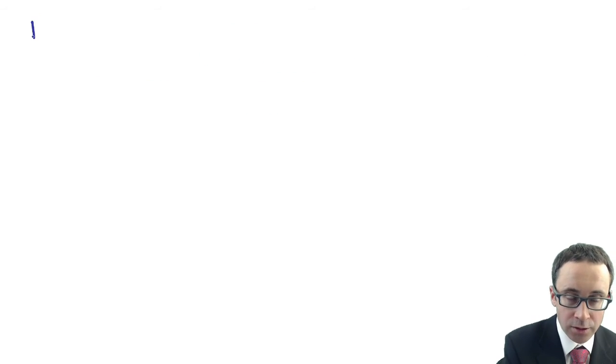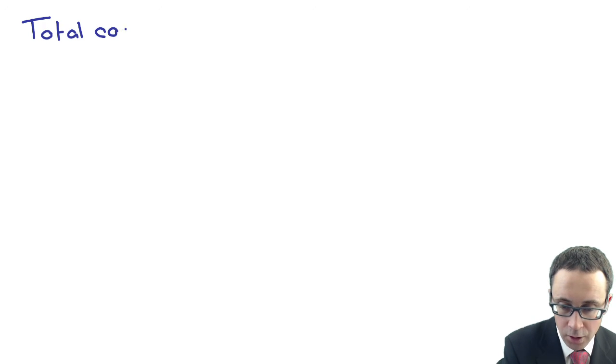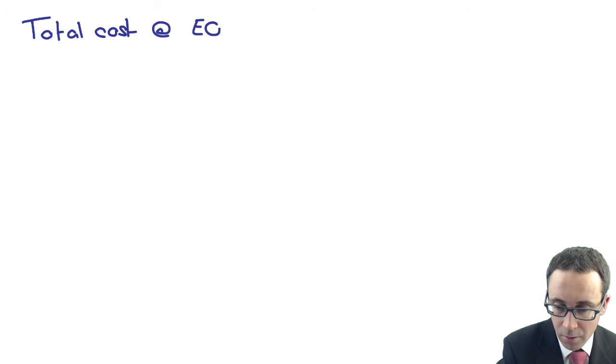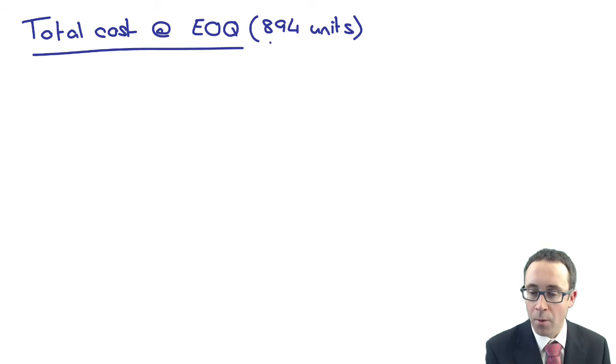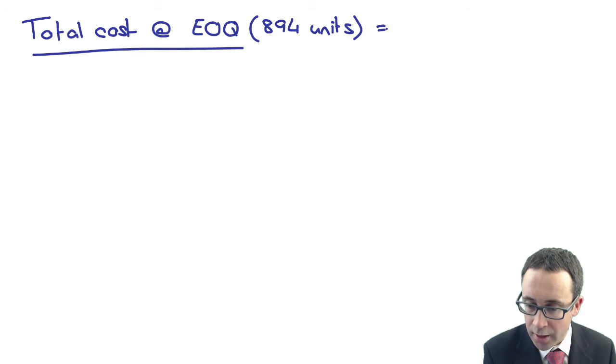What we need to do now is work out your total cost at your economic order quantity, so at your 894 units. Okay, and we're going to work it out.